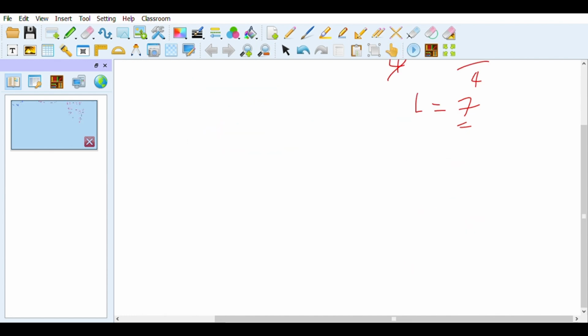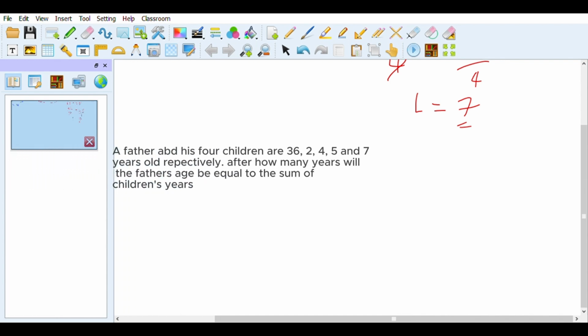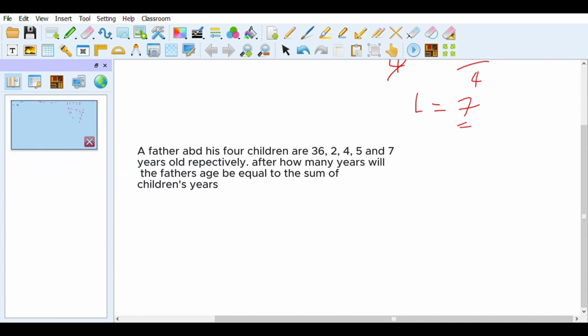A father and his 4 children are 36, 2, 4, 5, and 7 years old, respectively. When it says respectively, it means that the first one is the father's age, and so on for the children. After how many years will the father's age be equal to the sum of his children's ages? Okay, after how many years?